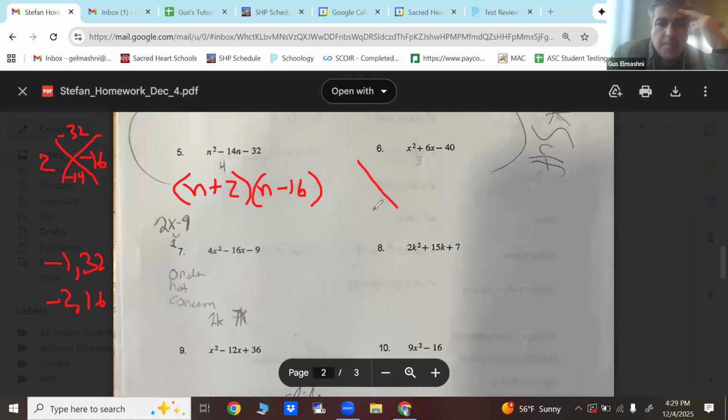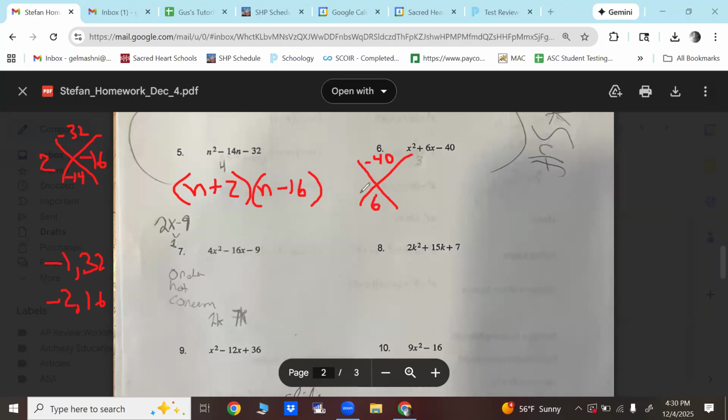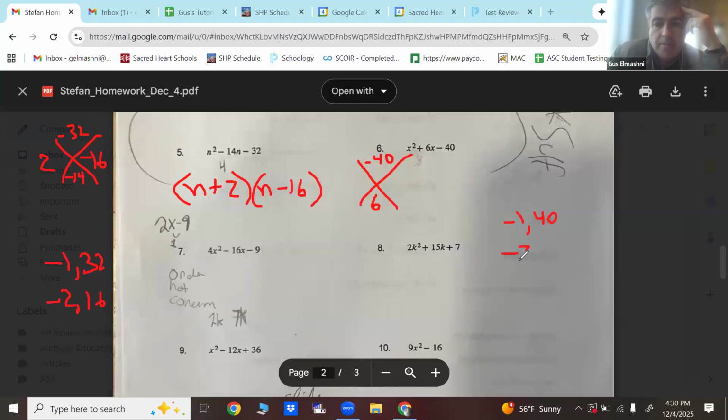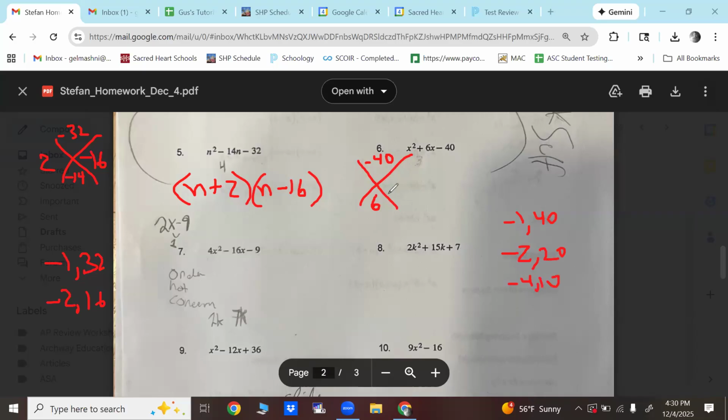Okay, same thing here. It's just a little bit of trial and error, but you're being methodical. So we'll start with negative 1 and 40. No good. What's the next pair I should try? Negative 2 and 20, getting closer, right? Negative 4 and 10. Good. There you go.